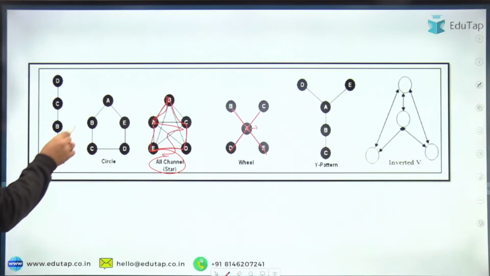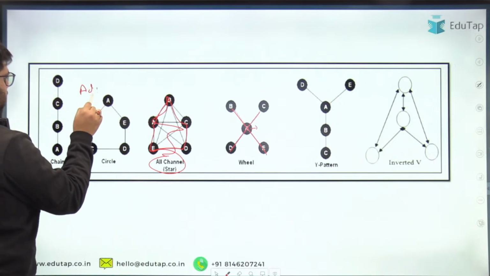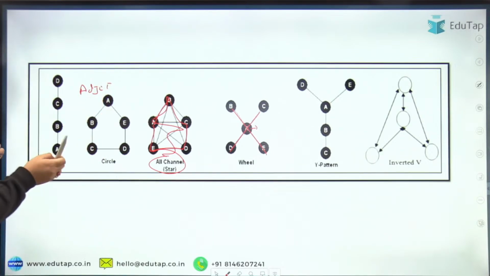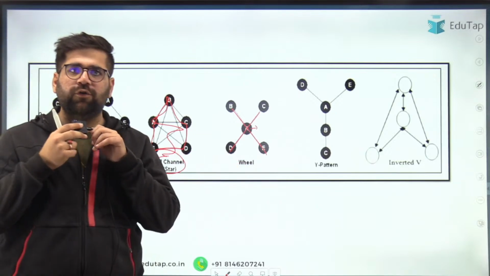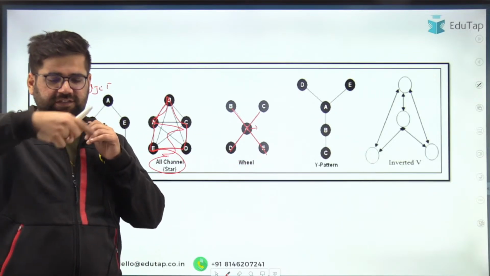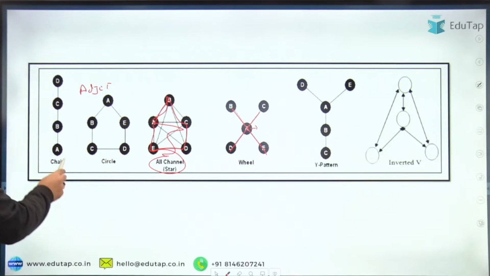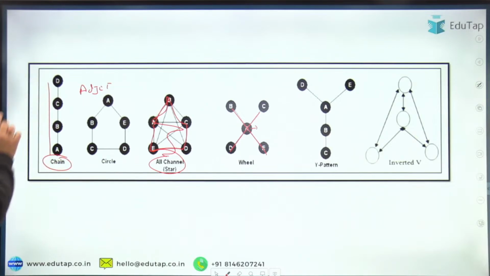Then comes your circle. In circle, remember the word adjoining. Adjoining as in I can talk to my left and I can talk to my right. So there is a kind of a circle which is happening. Okay, and then you have chain. Chain is basically kind of straight.